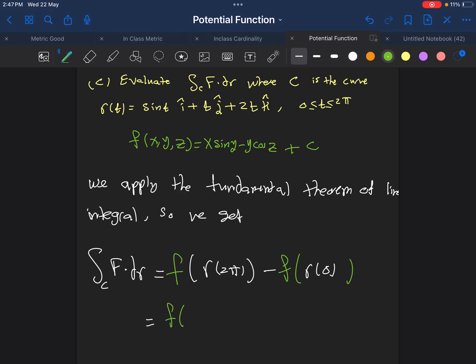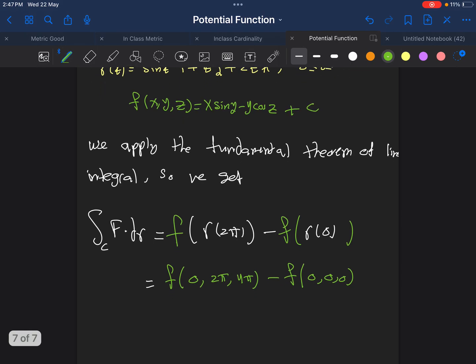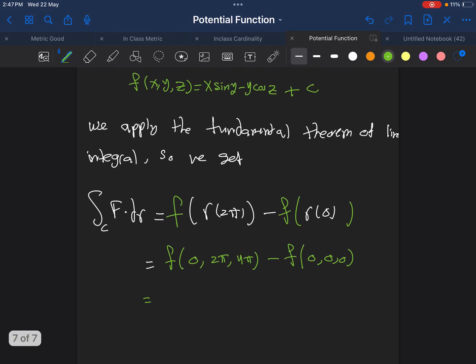So this is equal to f. If we substitute 2 pi, what we get is 0, 2 pi, 4 pi, minus f of r of 0, this is just 0, 0, 0. Now if we substitute those in the function itself, this will be 0 minus y, which is 2 pi cosine 4 pi, plus c, minus, if we substitute 0, of course everything will be just c. So the final answer will be negative 2 pi.